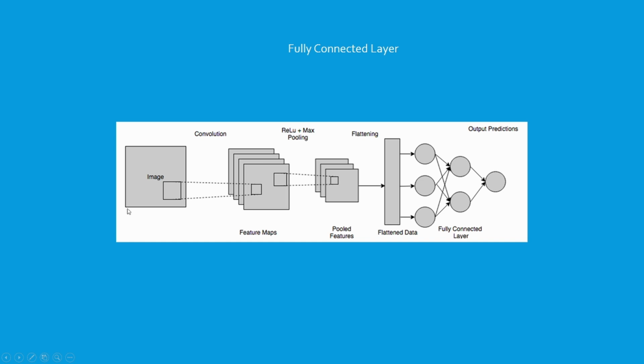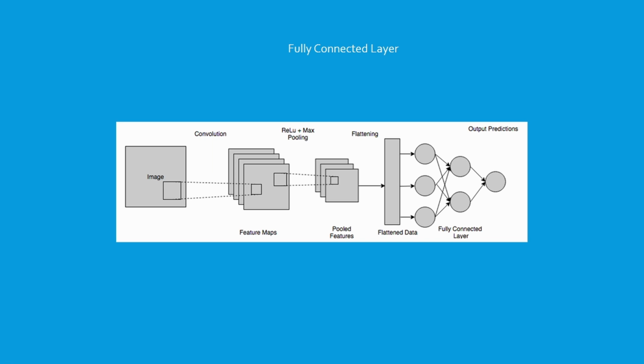Now we have a full convolutional neural network, right? We have an image, we have convolution here. Convolution determines our feature maps. We then pass it through an activation function, which is ReLU. We then perform max pooling, right? We flatten the data, we pass it into our fully connected layer. Right, so guys, this is how a convolutional neural network works. I hope this video helped you to grasp the concept of how convolutional neural networks work.